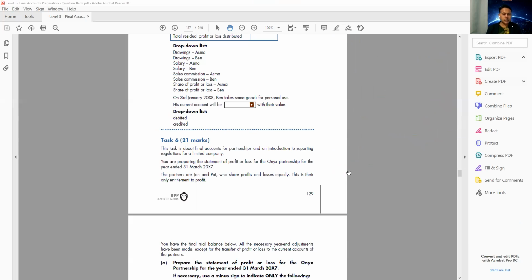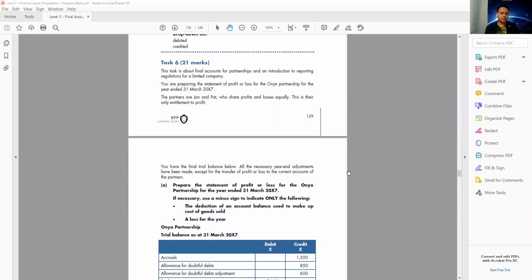Let's move to the next one. Task number 6, 21 marks. Task 6 is from the partnership. This task is about final account preparation for a partnership and introducing the reporting regulation to a limited company. You are preparing the statement of profit and loss account for Onyx Partnership for the year end 31st of March 2007. The partners are John and Pat, who share profit and loss equally, so 50-50. This is their only entitlement to profit.